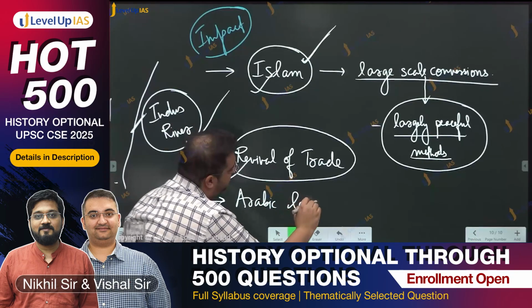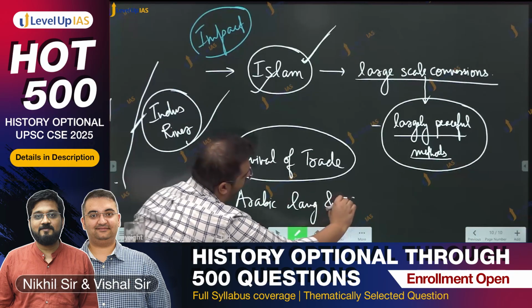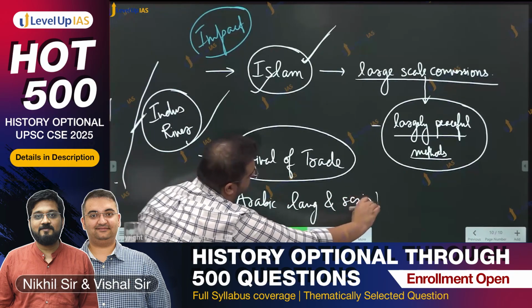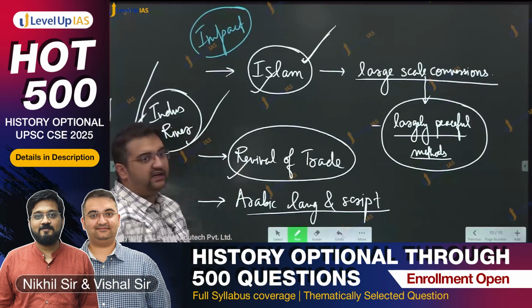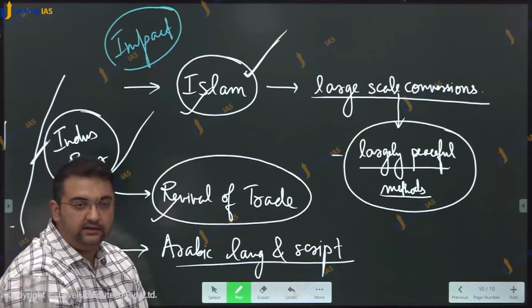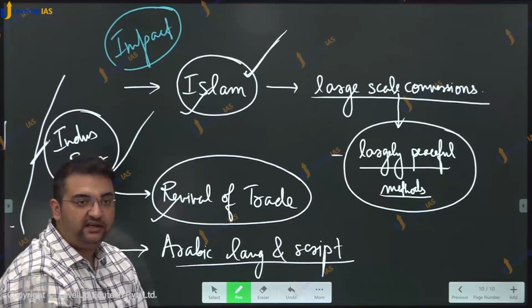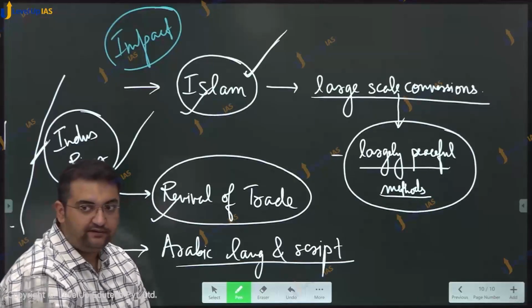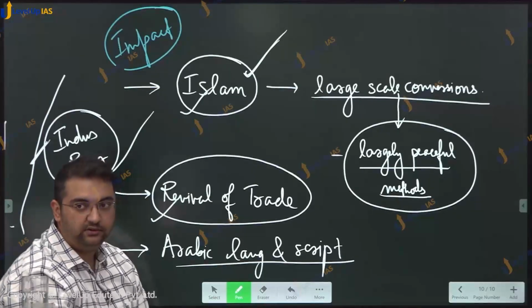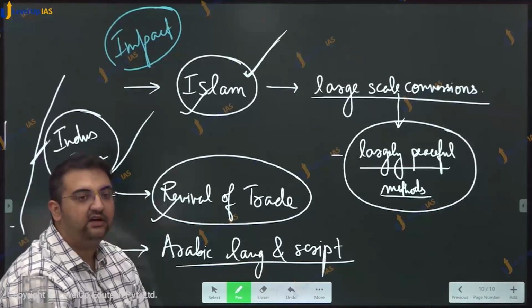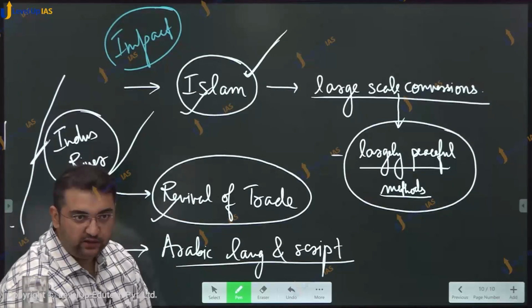अरबिक लैंग्वेज एंड स्क्रिप्ट. हमने देखा रिवाइवल ऑफ ट्रेड हो रहा है, तो जो इकोनॉमिक सुपर हाईवेज हैं वहां पे केवल इकोनॉमिक एक्सचेंज होगा या फिर कुछ और चीजों का भी एक्सचेंज होगा? आइडियाज का, कल्चर का, आर्ट का, साइंस का, नॉलेज का, इस सब का एक्सचेंज होगा या नहीं होगा?